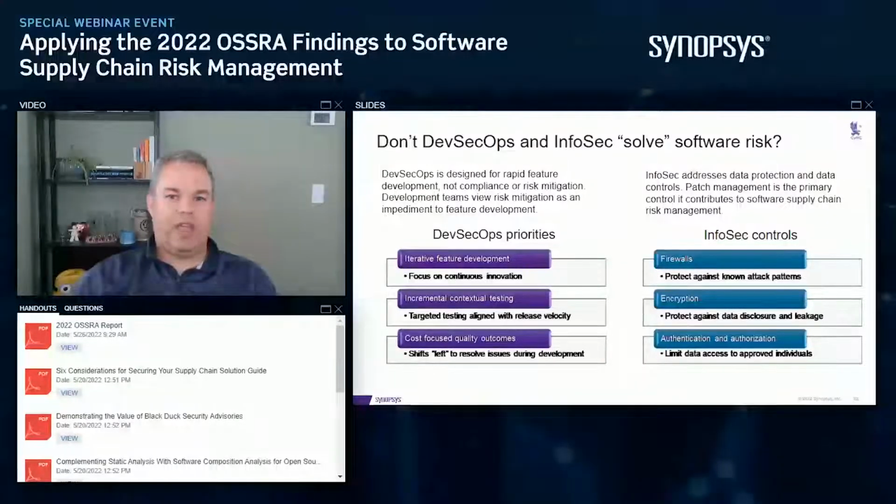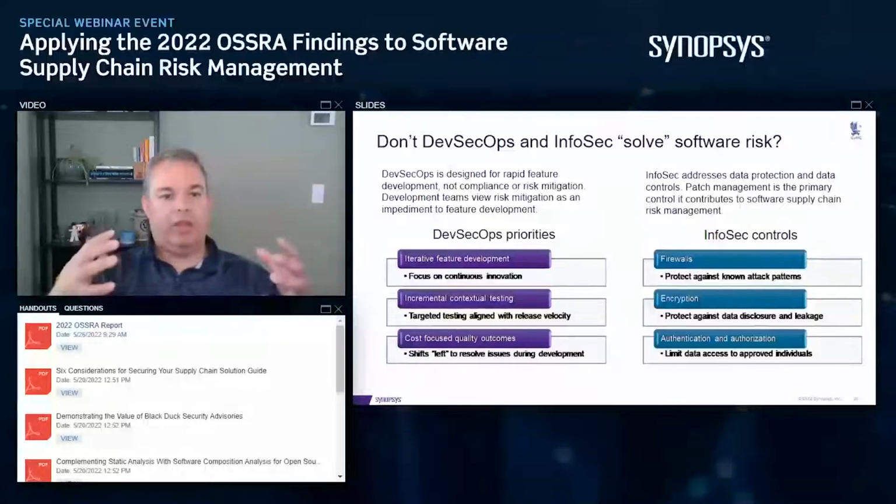around and say, I have my InfoSec controls in place. Well, those InfoSec controls are really around data management and data governance. So things like firewalls to protect the edge, or encryption to protect PII. And then some authentication and authorization to ensure that, for example, my zero trust network is going to have what it needs to have in place when it needs to have it.